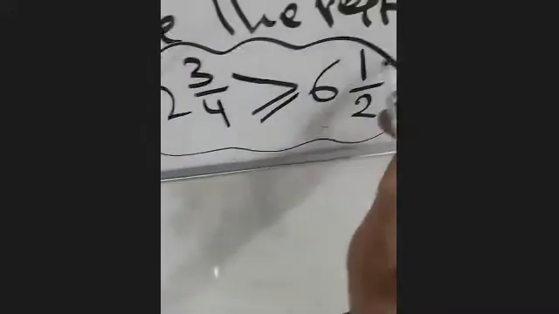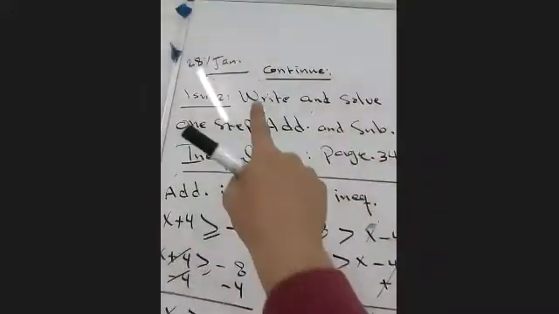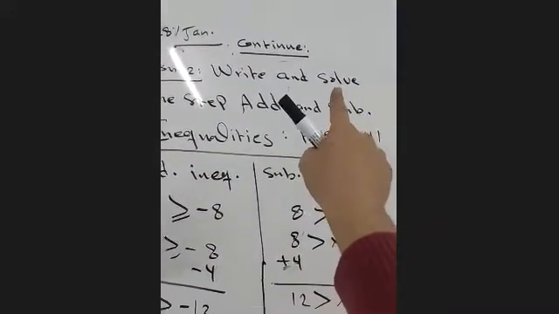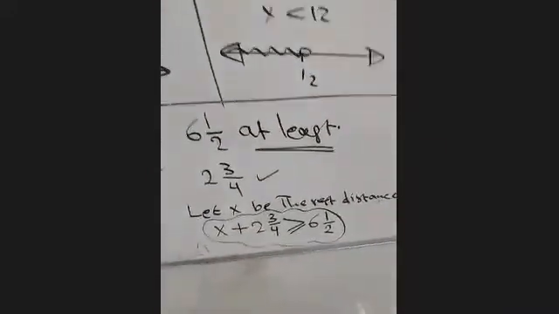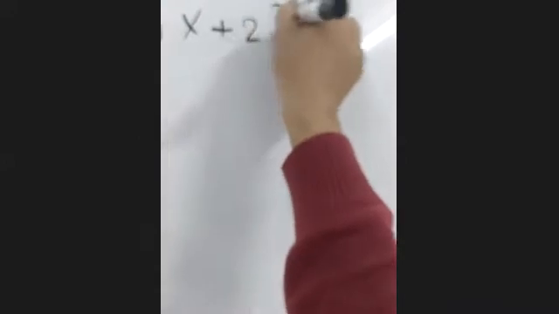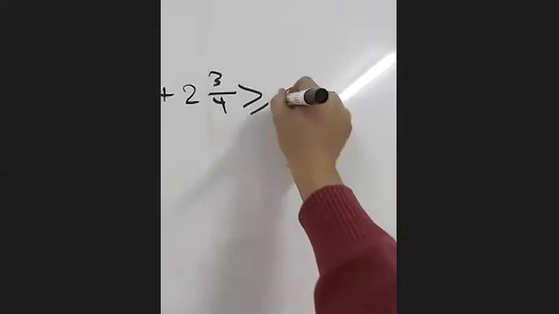What do we need to do with this inequality? We already wrote the inequality. Now, write and what? Solve. So we will solve the inequality. Let's rewrite it again: x plus 2 and 3/4 more than or equal to 6.5. From where do I get more than or equal, guys? From the words at least.